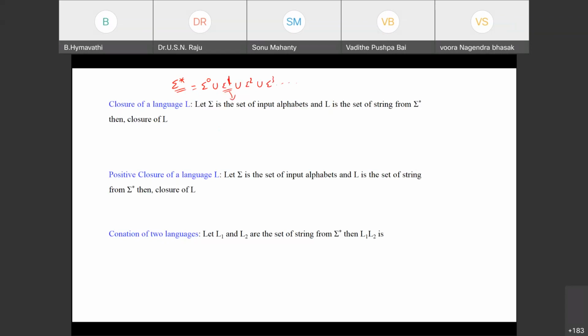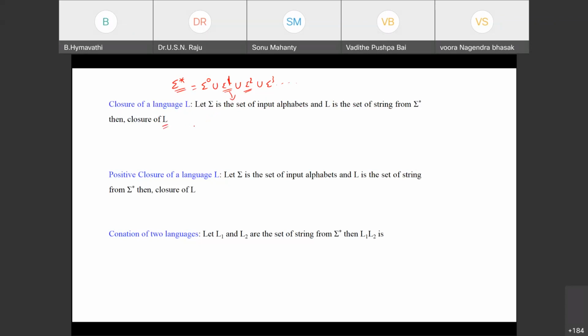All strings with length 1. The inputs which are of length 1, then all the strings made from the given alphabet of length 2, then of length 3. Similarly, now we are talking about language. Sigma is the input alphabet, then L is a subset of sigma star, and then the closure of L.